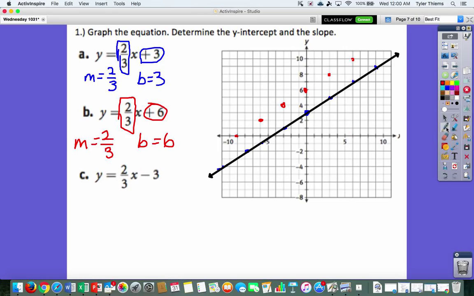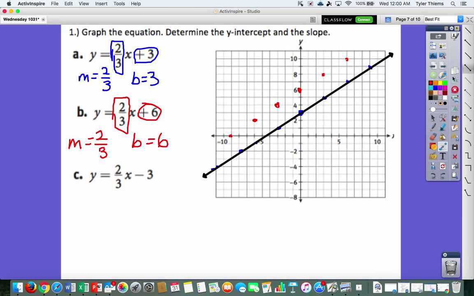And again, your line here is going to be parallel to the first line that we put together. It's going to go through those same lines. Notice because our slopes are the same, our y-intercepts, our b, are different. Press pause and do letter C on your own.